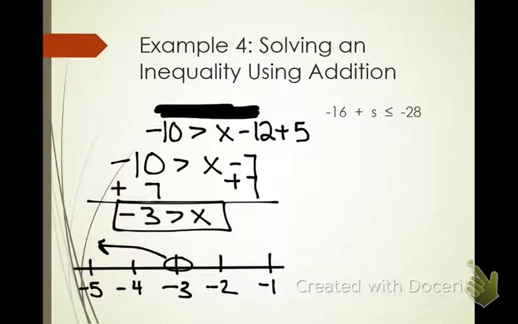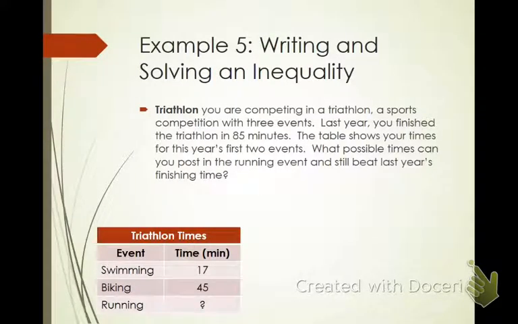Okay, so we're going to go ahead and move on to example 5. This is another scenario type of problem where we have to take the information and put it into an inequality. It says you're competing in a triathlon sports competition that has 3 events. Last year you finished it in 85 minutes. The table shows your times for this year's first 2 events. What possible times can you post in the running event and still beat last year's finishing time?